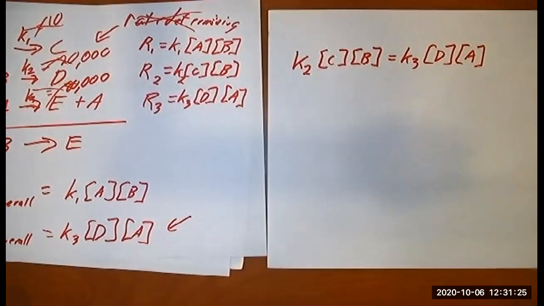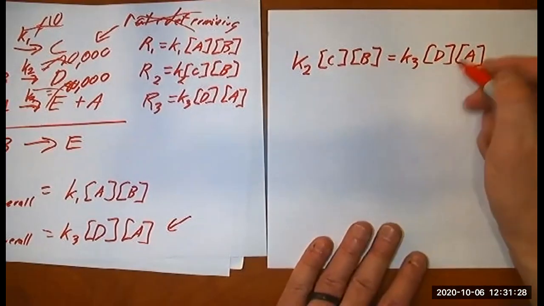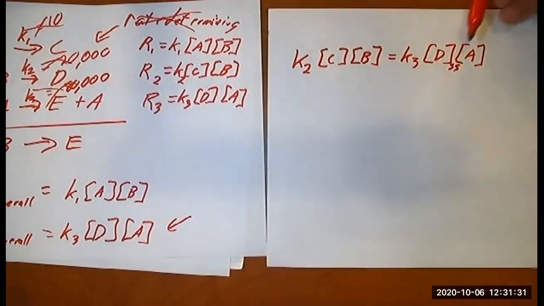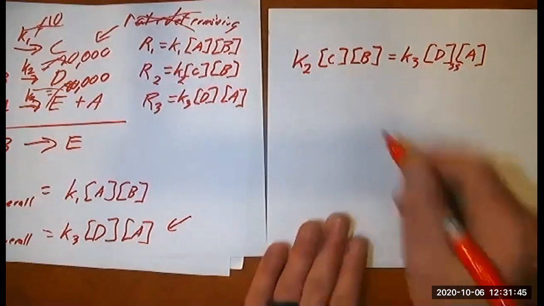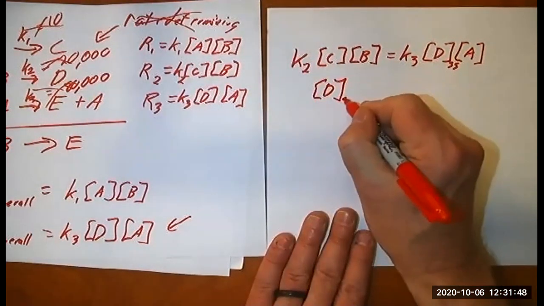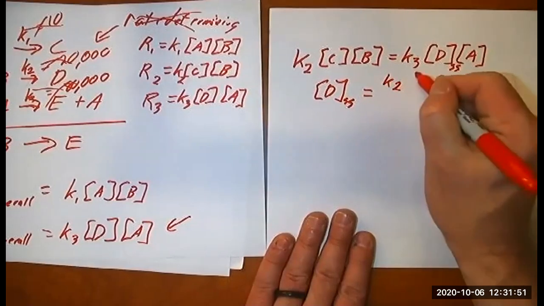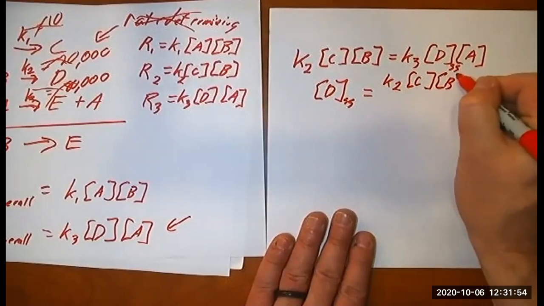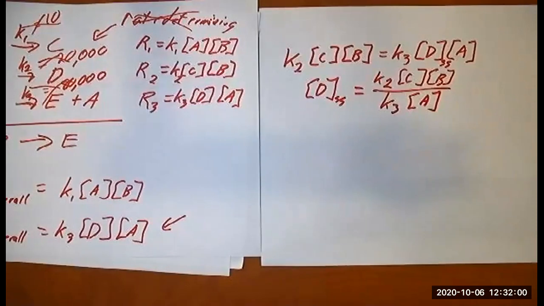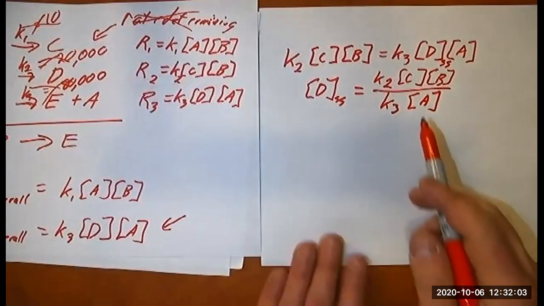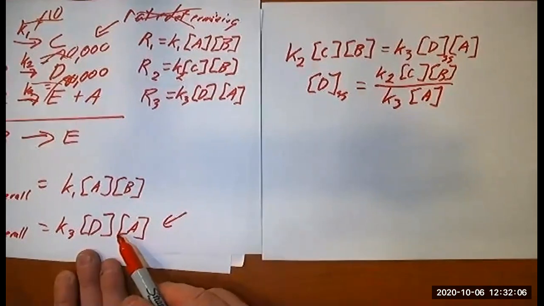All right. Now I'm going to label this steady state, because what we are doing is we are assuming the concentration of D is going to be steady, is not going to be changing. That's the point of saying its rate of production and rate of destruction are the same. And now we can solve this equation we just wrote for that steady state concentration. Concentration of D, steady state, equals K2 concentration C concentration B over K3 concentration A, right? And that then can get plugged into our overall rate.